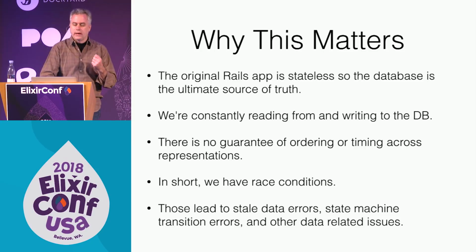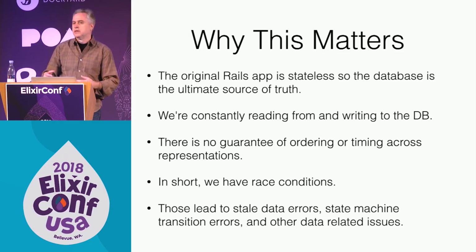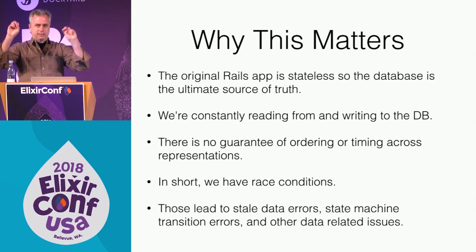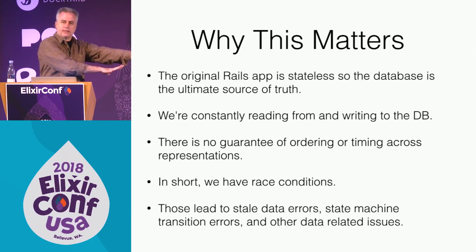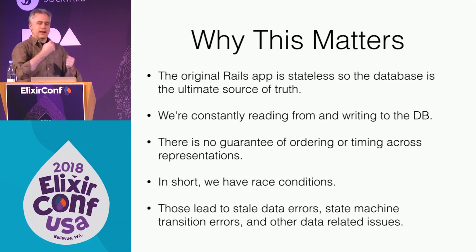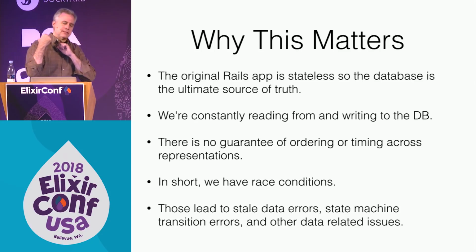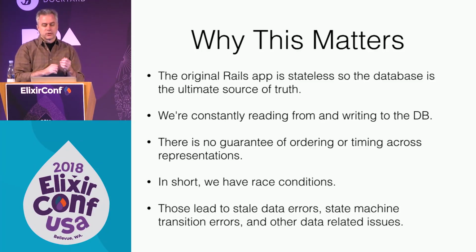So why does this actually matter? A classic Rails app is fully stateless. Of course, there's always state, but what we do is we stash it away in the database. In between requests, we go off and get it, operate on it, and then send any changes to that state back to the database. So we're constantly reading and writing from the database, and that is the source of truth.